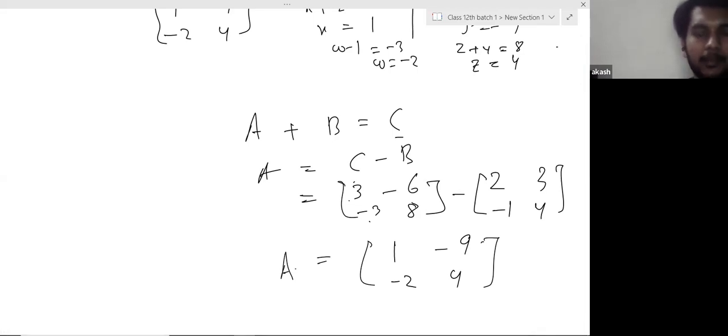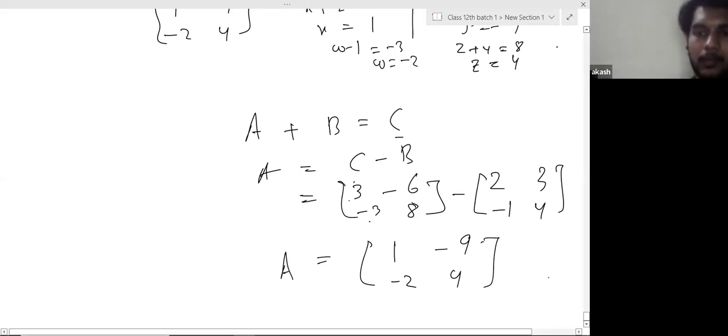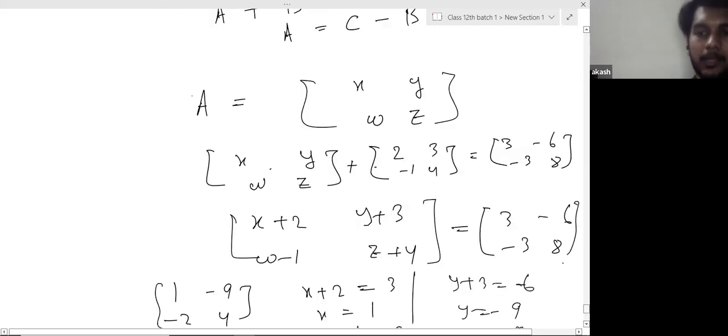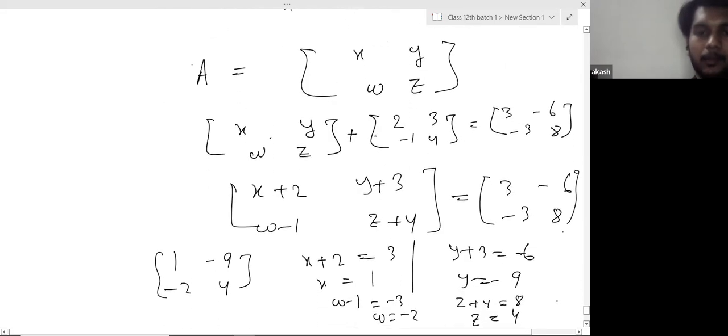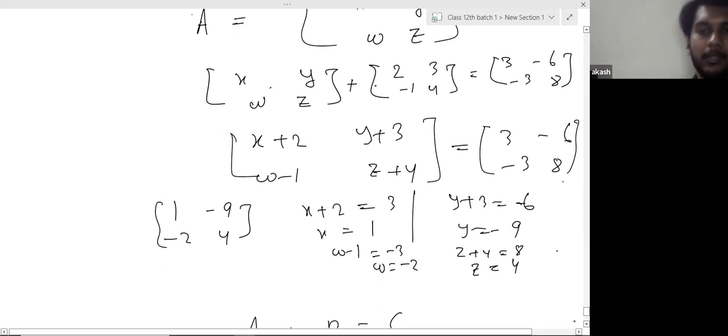All right, Krishna, Hamza. Yes, sir. Got the same answer. All right. Note down these two methods. Sometimes you have to use this method also: assume the matrix and solve. So note down this method also.